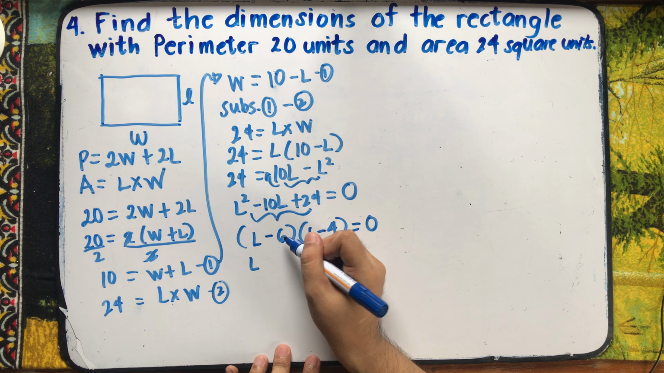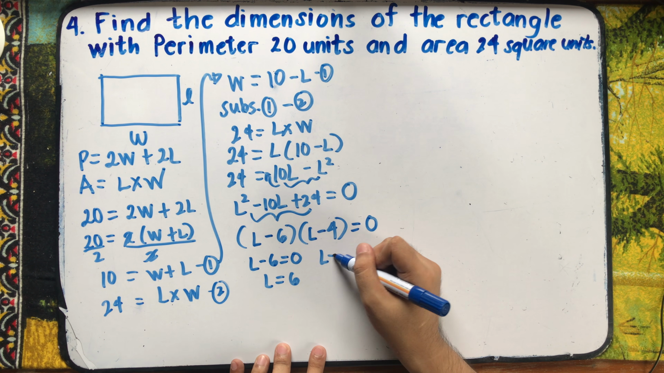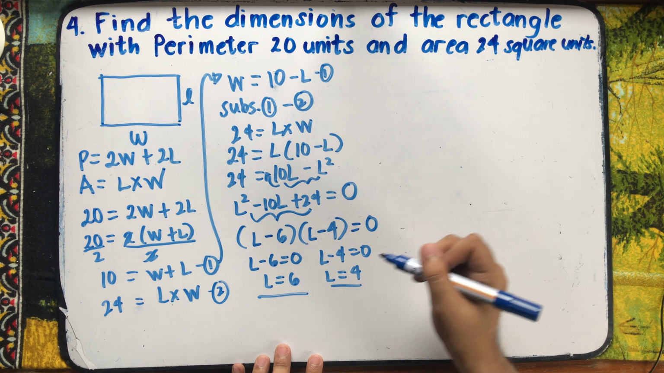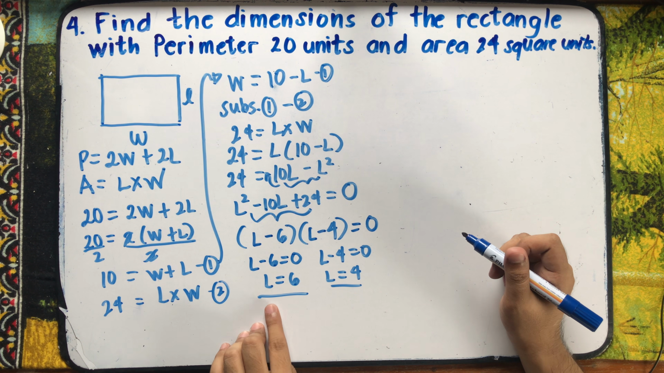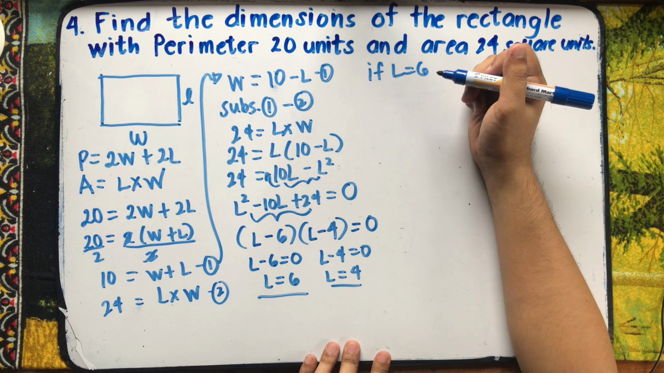Therefore, equate this to 0. L minus 6 is equal to 0, L is equal to 6. L minus 4 is equal to 0, therefore, L is equal to 4. Okay, so what if L is equal to 6? If L is equal to 6, what is W?